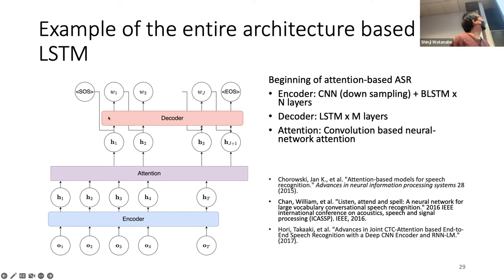And then for the decoder, people started to use the LSTM. And as attention, people use convolution-based neural network attention, simple neural network-based attention, or inner product, depending on the method. I listed three papers here. The second one was proposed by a student at CMU when he was working with people at Google. This approach and Listen, Attend and Spell are also very popular. Okay, this is one of the variations of LSTM-based attention ASR.